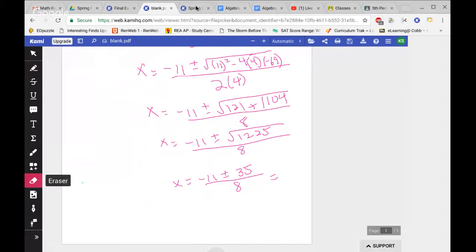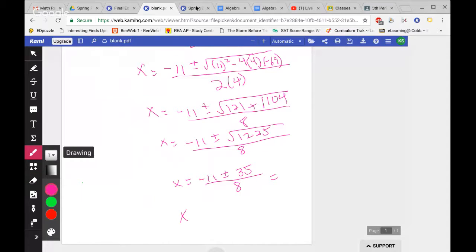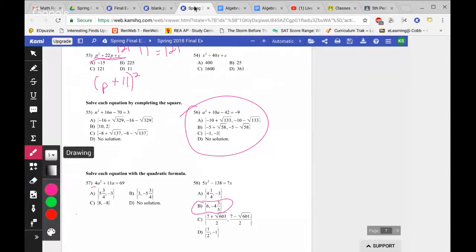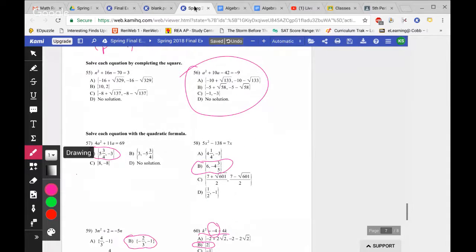So now the next part that you're on is you're going to take negative 11 plus 35, and you'll get 24 over 8, which reduces to 3. And then you're going to take negative 11 minus 35, which is going to give you minus 46 over 8. Which should give you 5 3/4, I think. So your answer is here. And see, these quadratic equations, you're usually looking to get 2 answers.